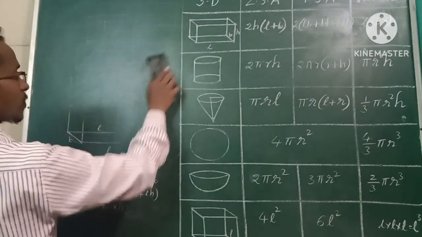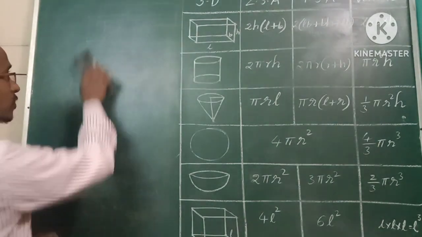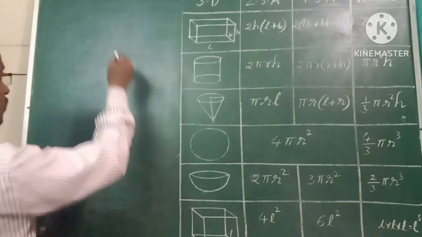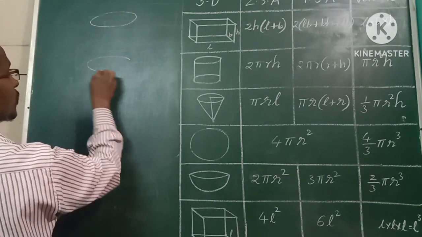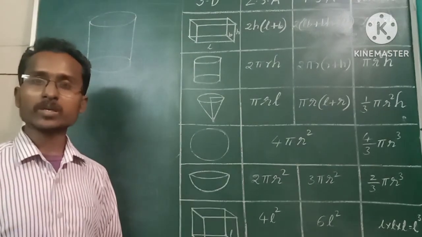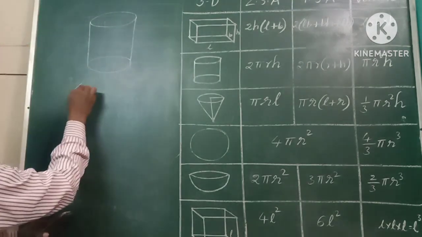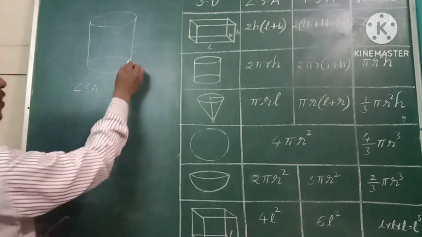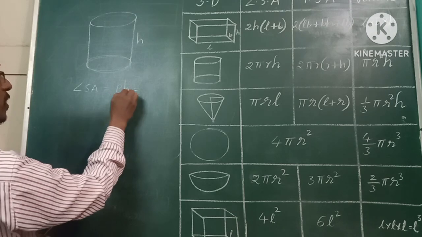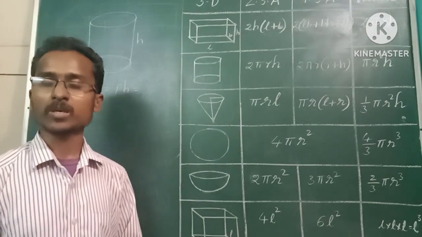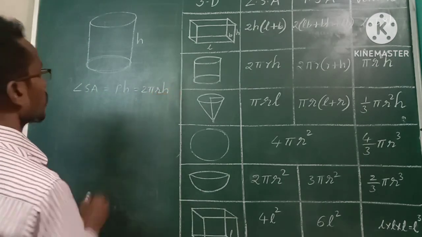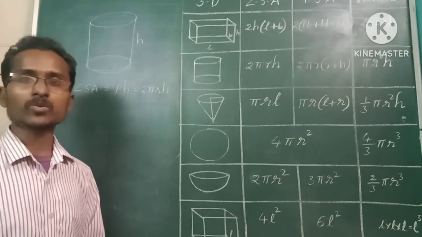Now cylinder. We know that a cylinder is like a pipe. Take a cylinder and find the LSA, TSA, and volume. What is the LSA of a cylinder? Base perimeter into height. What is the base perimeter? The perimeter of a circle, which is 2 pi r. So 2 pi r h. The LSA of a cylinder is 2 pi r h.